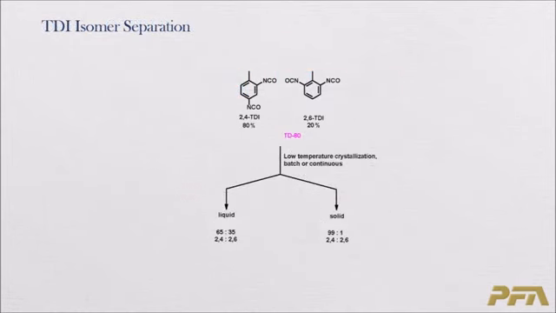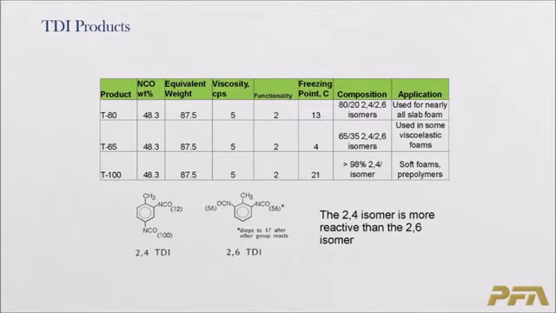So this 80-20, often referred to as TD80, is the most common TDI product out there. You can take that 80-20 and do a low temperature crystallization and get out almost pure solid 2,4 material, and then what you're left with is a 65-35 ratio. So that's how you get the three different TDI products: the TD80 directly from the process, the TD100, and the T65 through that low temperature crystallization.